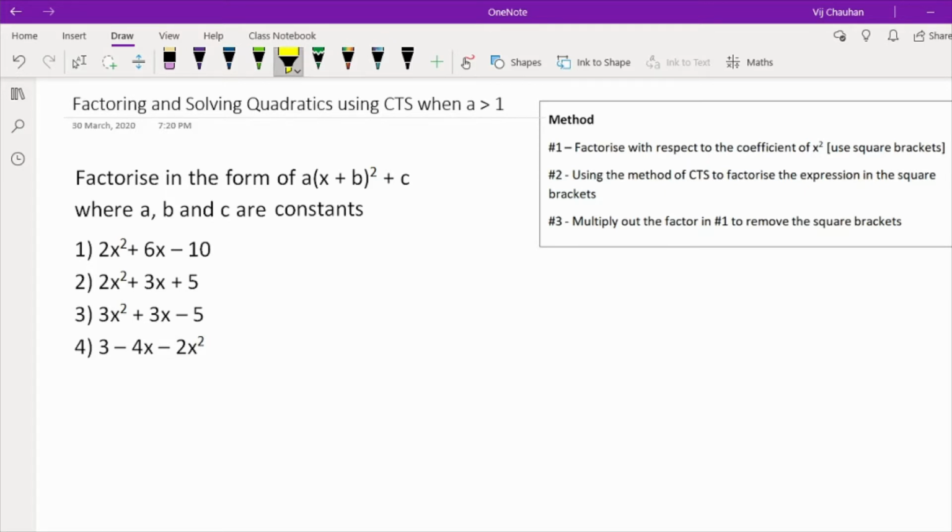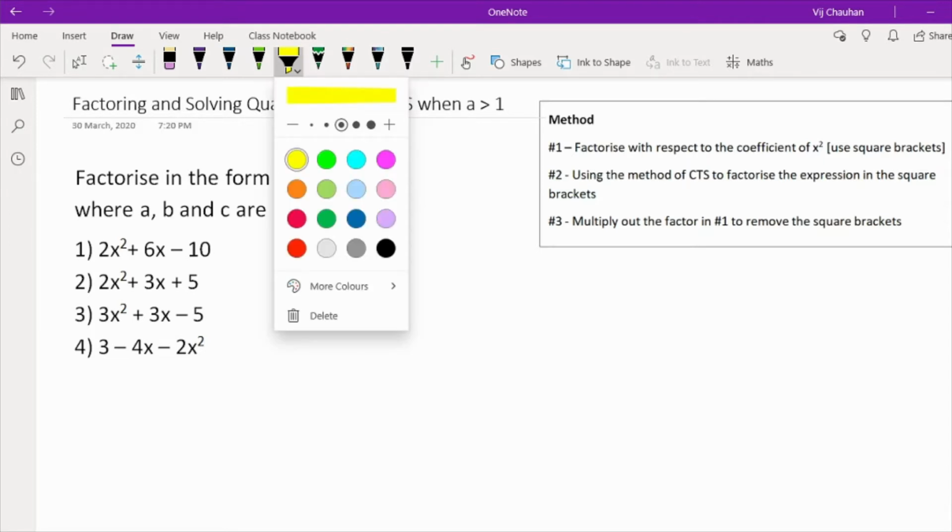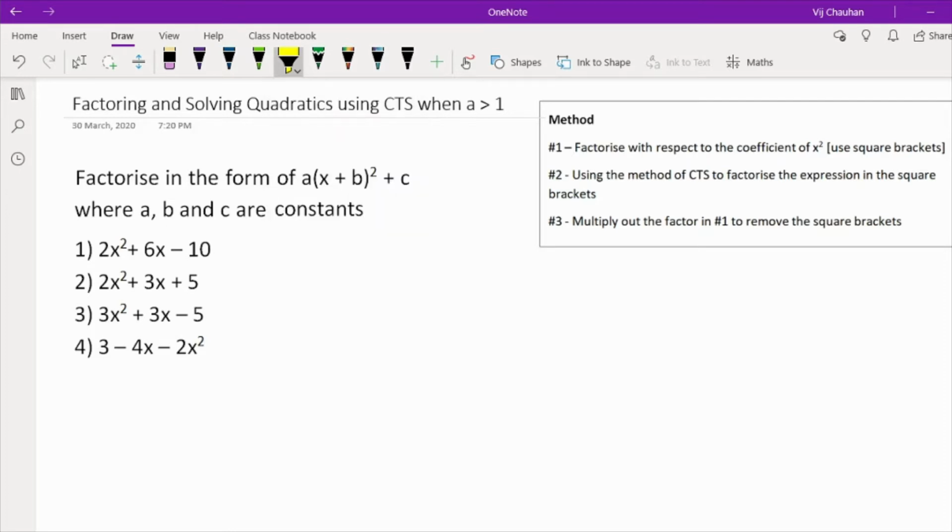So going through the steps, the first thing you want to be able to do is to factorise with respect to the coefficient of x squared. In this case, as we'll go through, it would be 2. In the second one, it would also be 2. In question 3, it would be factorised with respect to 3. And in example 4, it will be in respect to -2.